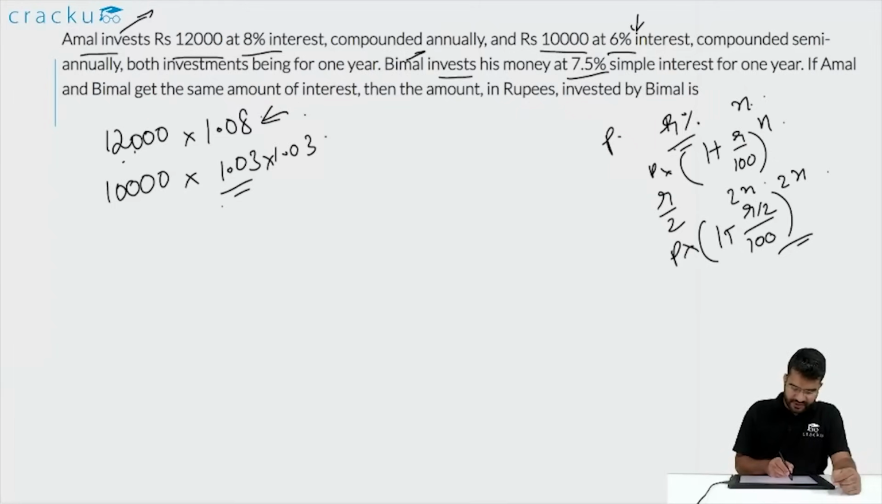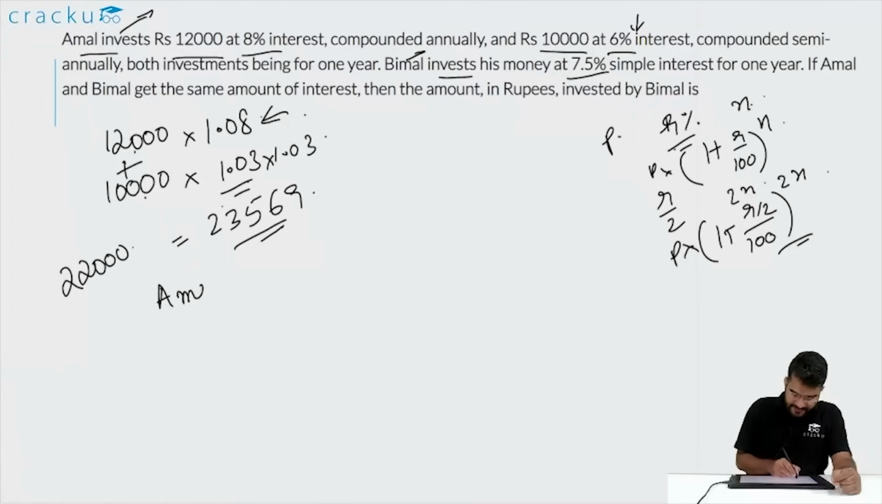12,000 into 1.08 plus 10,000 into 1.03 into 1.03. You can use your calculator to figure out that this total will be 23,569. Now the initial principal is 12,000 plus 10,000, which is equal to 22,000. This is the principal and this is the amount. Therefore, Amal's interest will equal 23,569 minus 22,000, which is equal to 1,569.